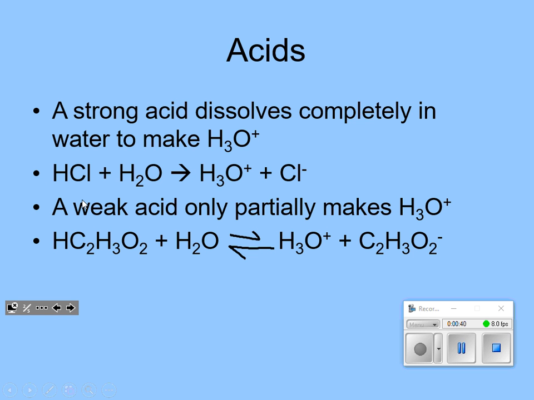A weak acid, however, only partially makes hydronium. Notice the double arrow that I drew in order to show that. This is acetic acid plus water, making some hydronium and some acetate. And some of it stays as a reactant. Today you'll be going over several different things associated with strength. The Pogil packet will help you to identify a weak acid from a strong acid, hopefully. But to start off with just the definition, it's whether or not you can completely make the hydronium or only partially.